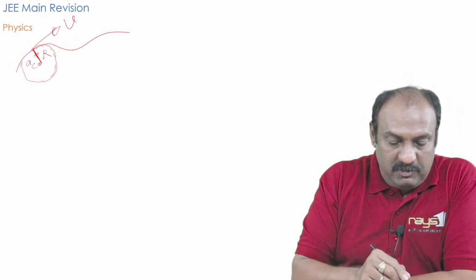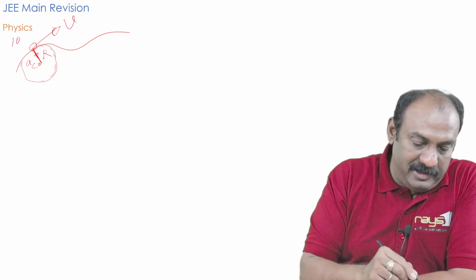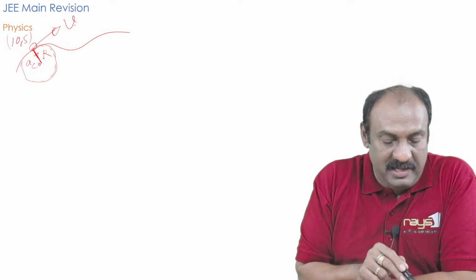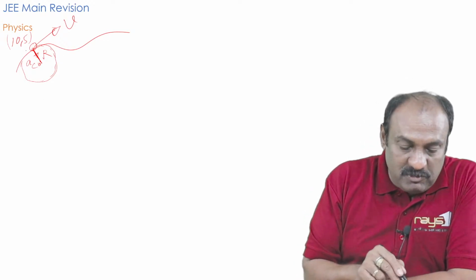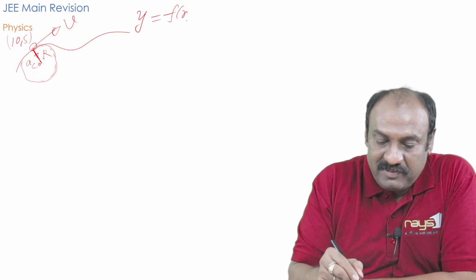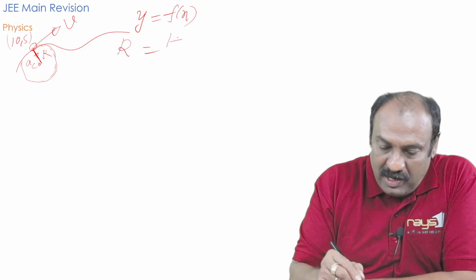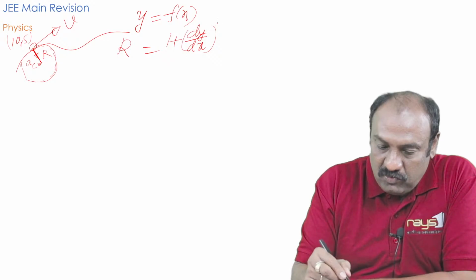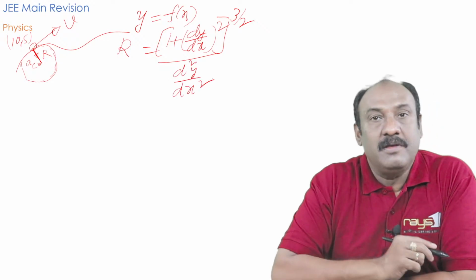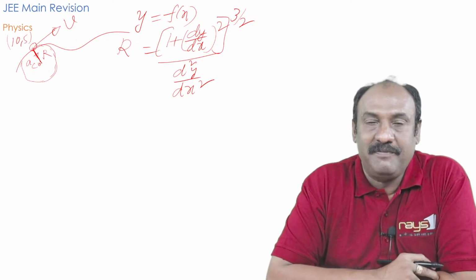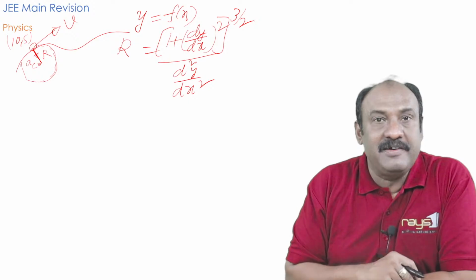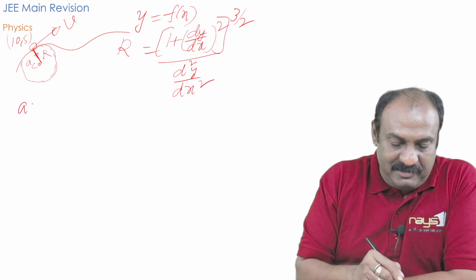For this path, at this point the coordinates are given as (10, 5): the x coordinate is 10 and the y coordinate is 5. At this point velocity is v, and the radius of the imagined circle passing through this part of the curve is r. When the function of the curve is known as y equals f(x), the radius of curvature is r equals (1 plus (dy/dx) squared) to the power 3 by 2, divided by d squared y by dx squared. This is the equation for the radius of curvature of a curve represented by y equals f(x).